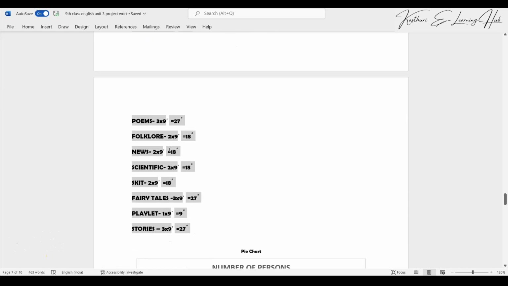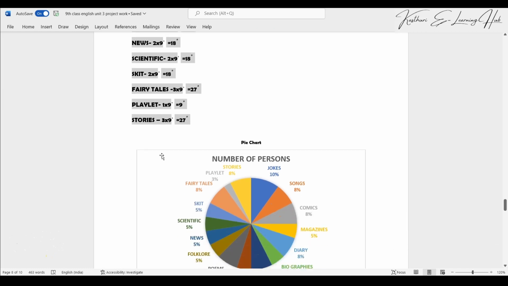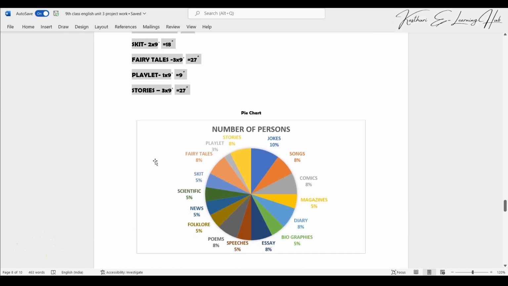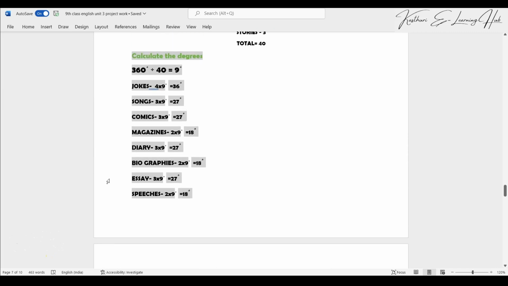After finding the degrees of all the reading materials, we need to draw a circle. First draw a circle, and then draw one radius to the circle. With that radius as the base, use the protractor and take, for comics, how many degrees? Yes, 27 degrees. Take 27 degrees and draw a ray. That is for comics. You have to write 27 degrees.